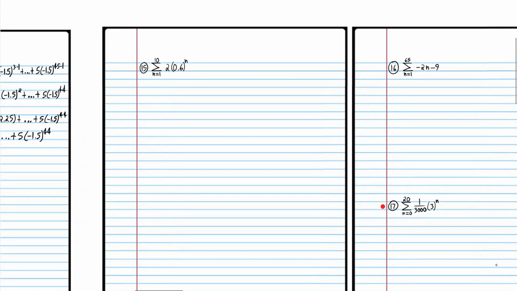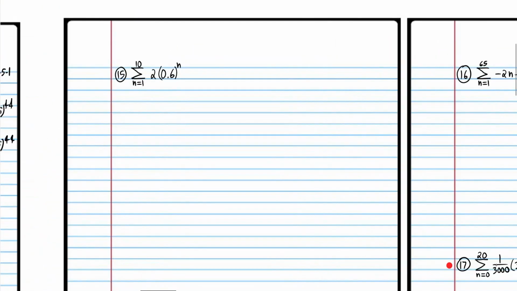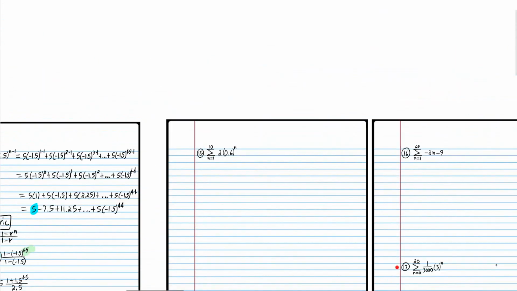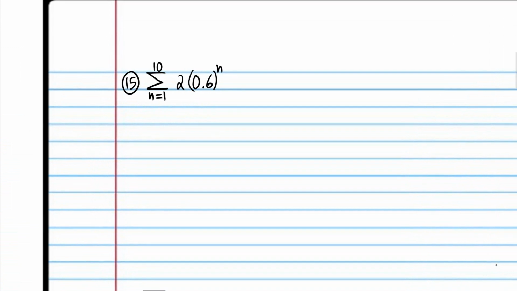Alright, I want you to try number 15. Write out the first 3 or 4 terms. Probably good to write at least 4 terms. Determine if this series is geometric or arithmetic, and then use the appropriate formula. When you come back, we'll do it together.